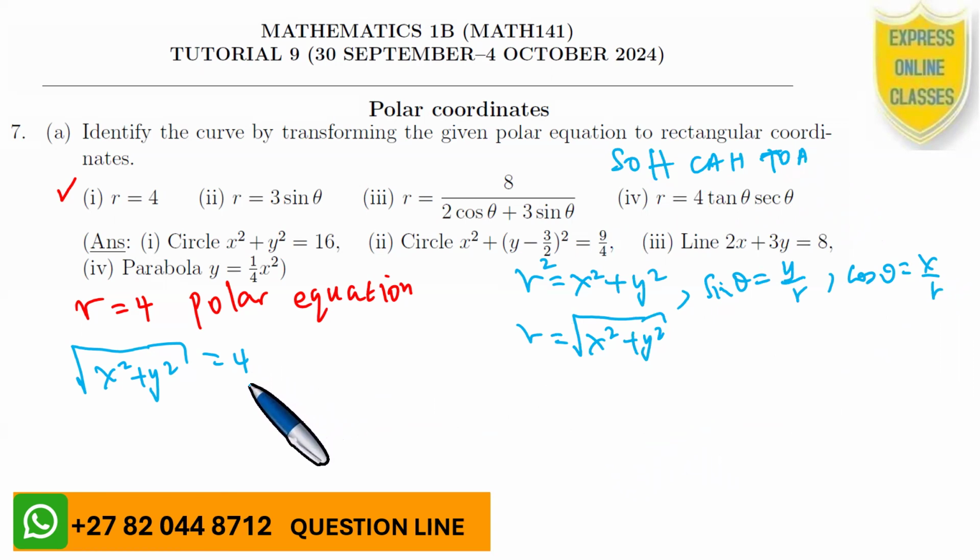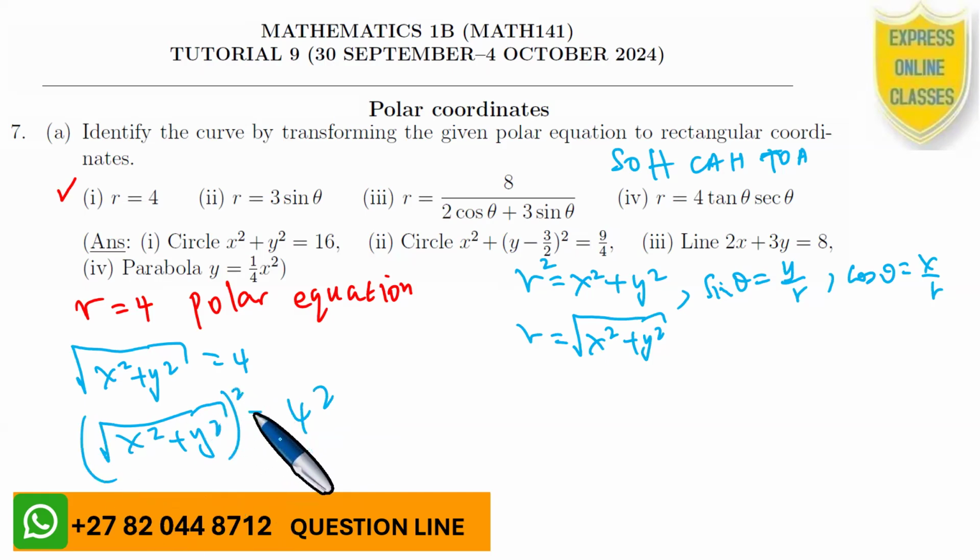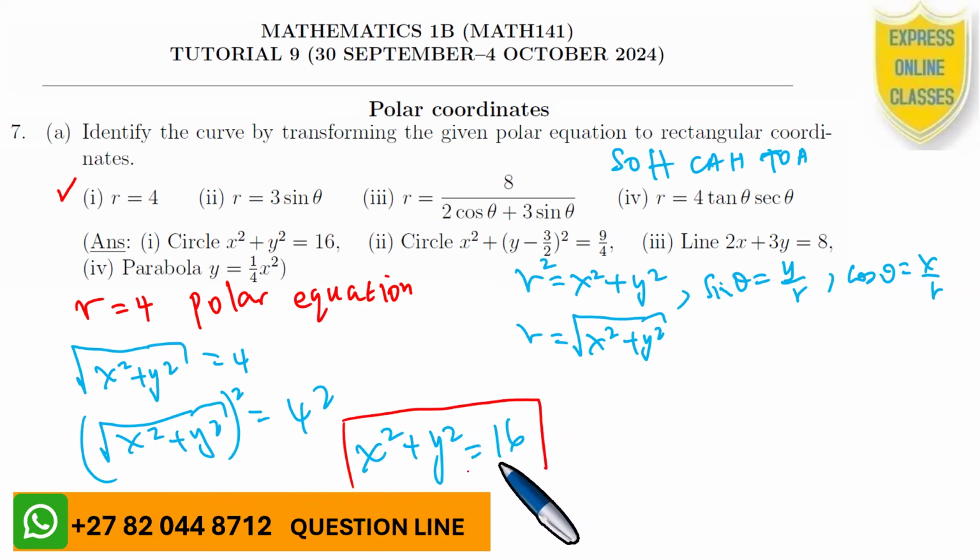And hence, when we have this, we can square both sides, with x squared plus y squared. Which means x squared plus y squared is actually 4 squared, and 4 squared is 16, and this is the correct answer. Any question about this?